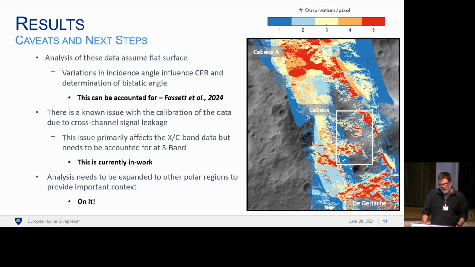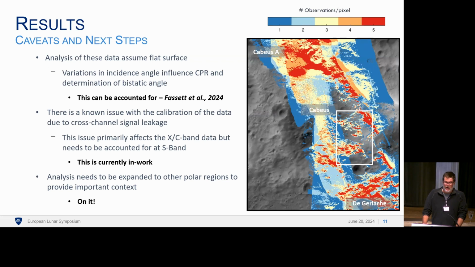As Jean-Pierre pointed out in his talk, Caleb Fassett recently published a paper looking at our monostatic data and trying to remove, or pretty effectively removing the, sorry, I tell Caleb not to say this. We don't remove the effects of incidence angle. We mitigate the effects of incidence angle on the data. And we can do this for the bistatic data as well, and we want to do this.